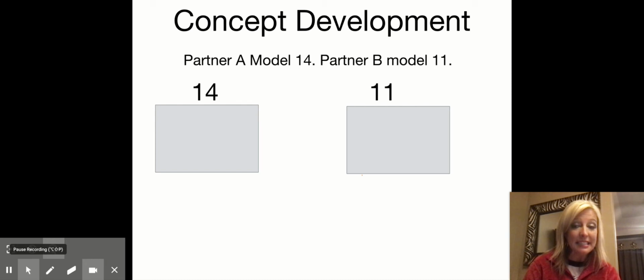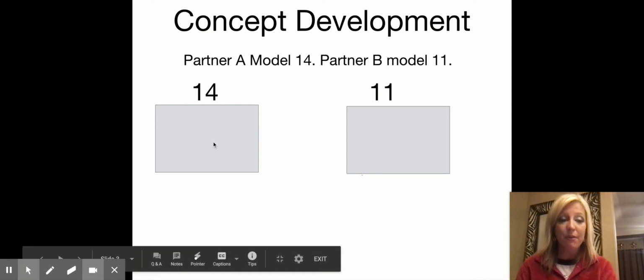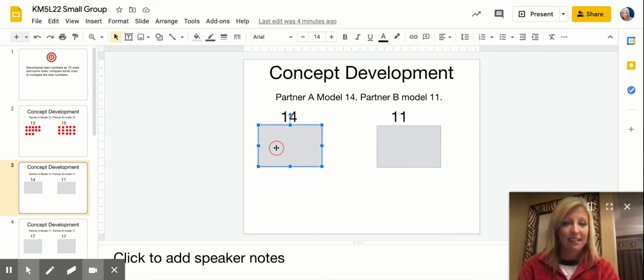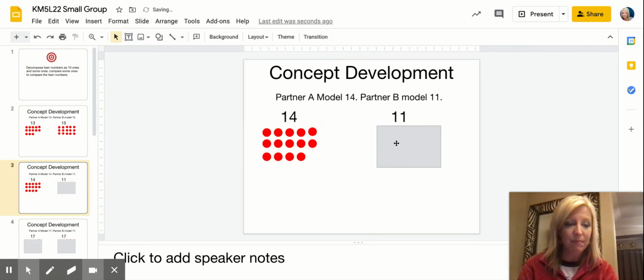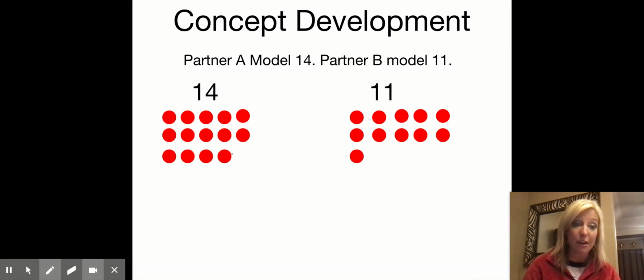Okay, so you've had time to model 14 and 11. Let's see what my model looks like. Let me pull these off. Boom. Does yours look something like mine? It does, doesn't it? So just looking at the picture, you can probably tell which one is more and which one is less. But let's practice. Oh, let's practice that say 10 way. How do you say 14 using the say 10 way?